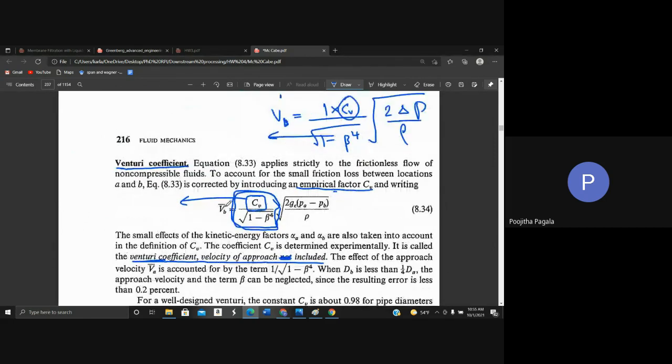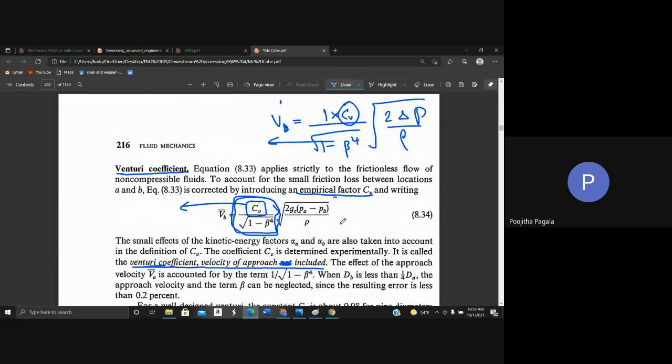So once you know the velocity, how are you going to calculate the volumetric flow rate? Can you tell me? Now you know the velocity. How are you going to calculate the volumetric flow rate?